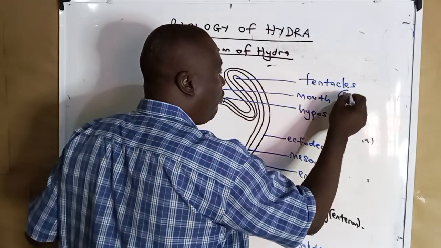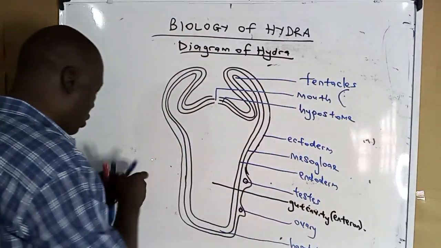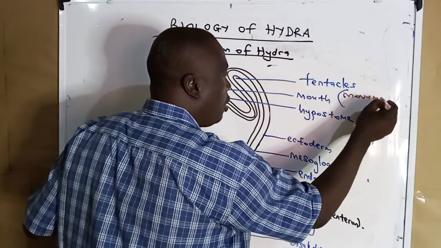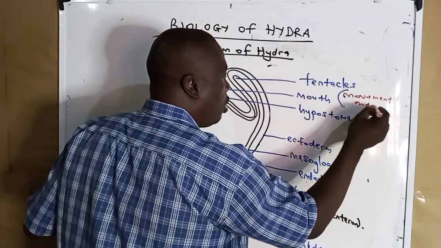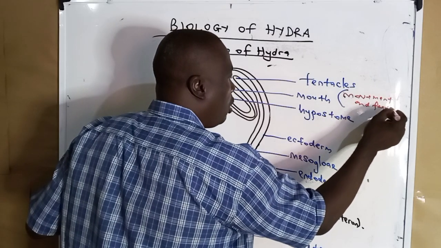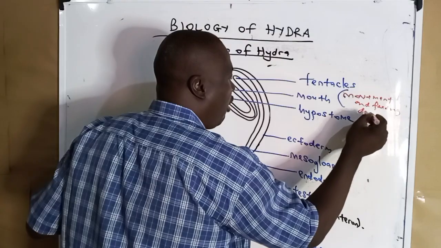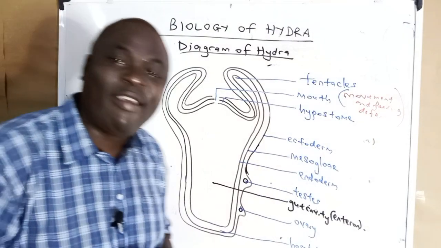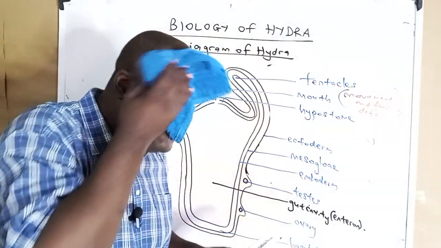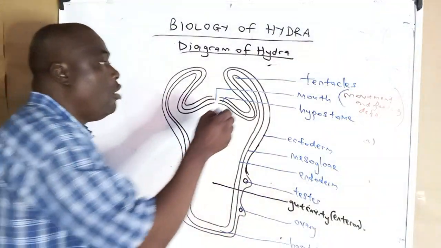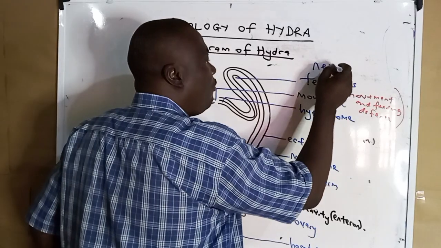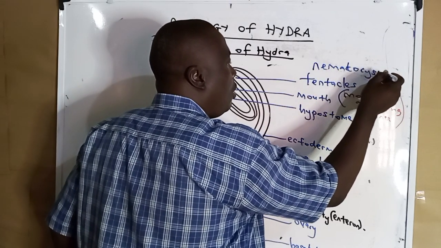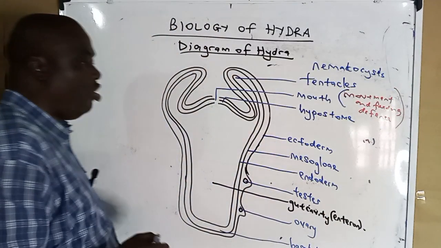Tentacles are used for movement and feeding and defense. How can we use tentacles for defense? On the tentacles, we have what is called the stinging cells. The stinging cells are called the nematocysts. They are found on the tentacles.